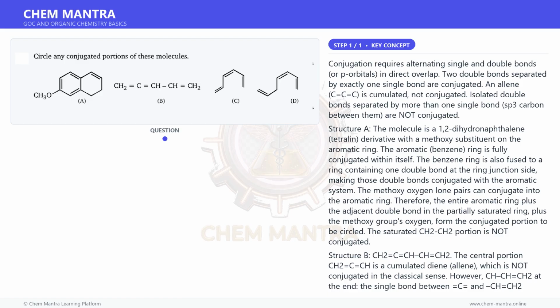Structure A, methoxy fused ring plus exocyclic alkene system, entire extended ring plus chain conjugated system circled. Structure B, CH2=C-CH=CH-CH=CH2 type chain, entire chain circled as fully conjugated. Structures C and D, diene fragments attached to a ring, only the conjugated double bond portion circled, excluding isolated double bonds. See answer key page IDX 73, page 74, upper middle region for exact circled regions.